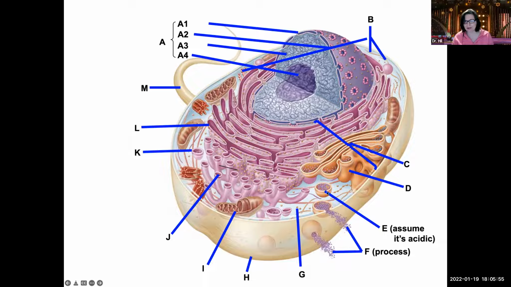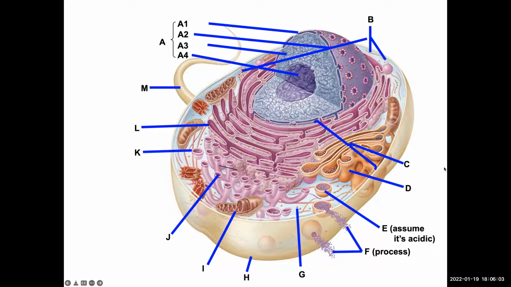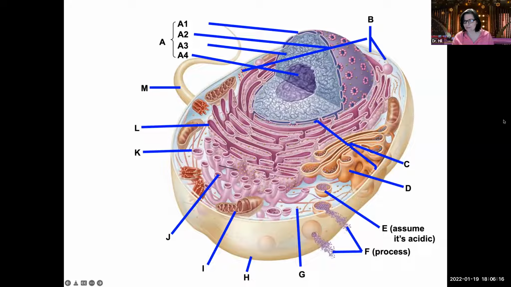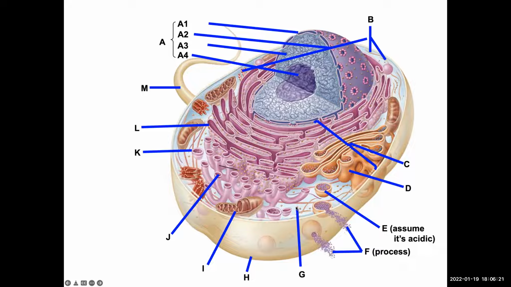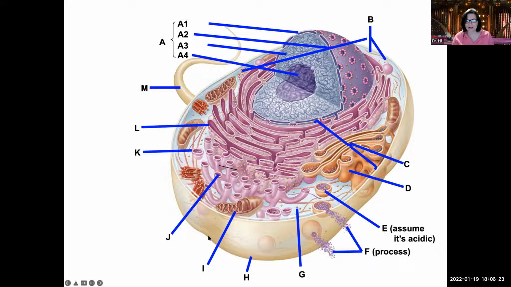Joshua, there's a process shown in F. What is that process? I believe that's exocytosis. It is exocytosis. Hannah, what's this little particle shown by the G, the line labeled G? Are they ribosomes? That is the ribosome. All right, Linda, what is this H? H is showing us what? What is this thing that's all around?